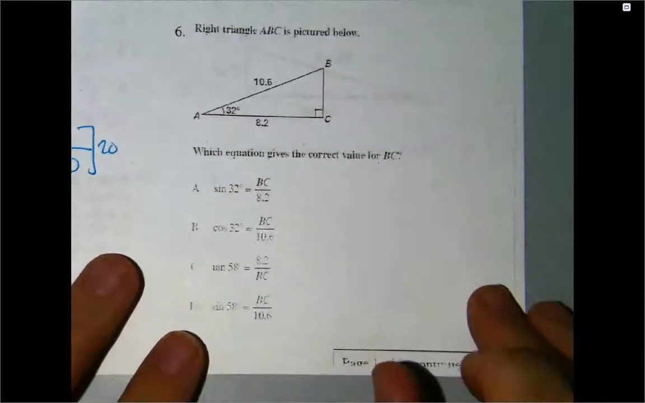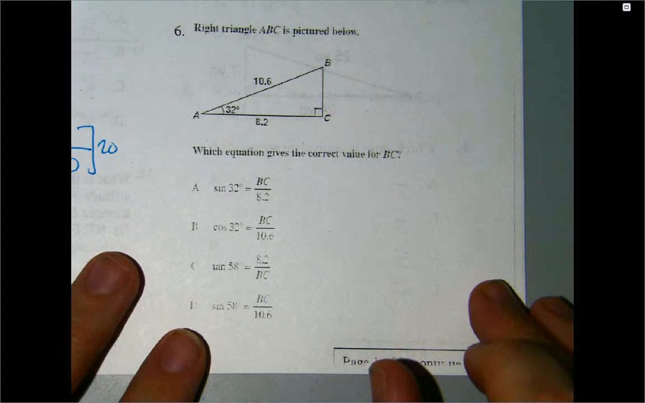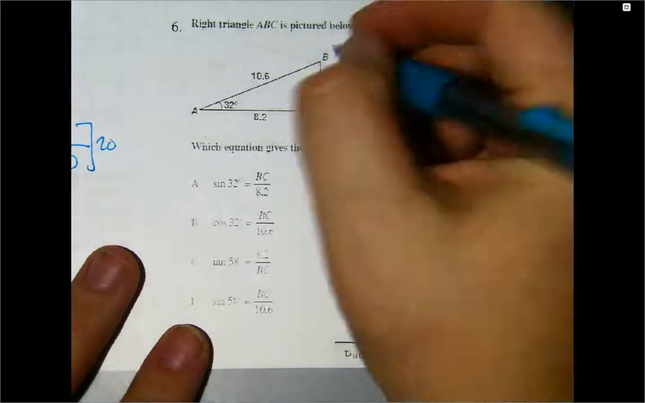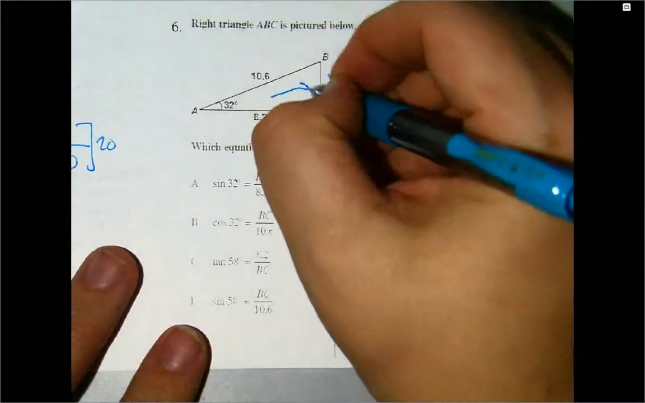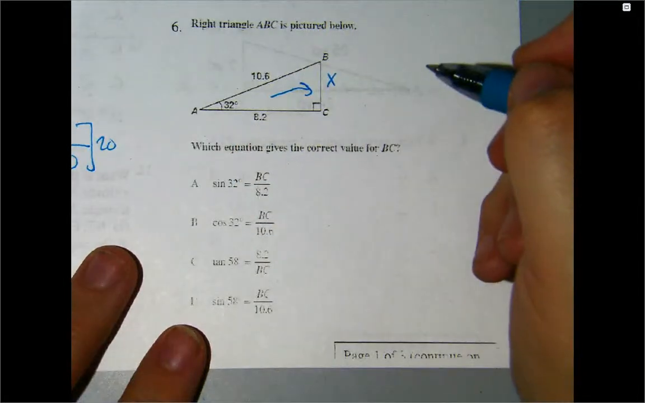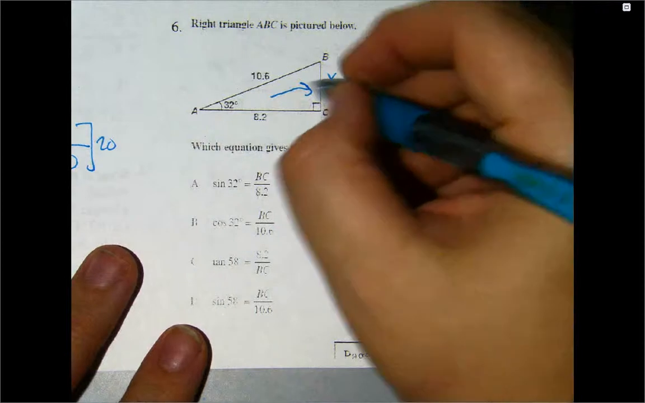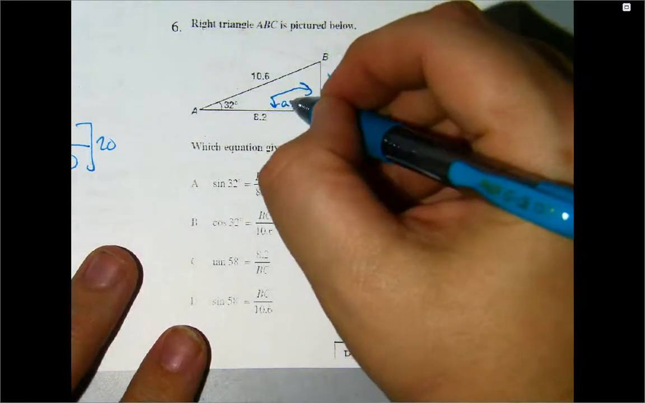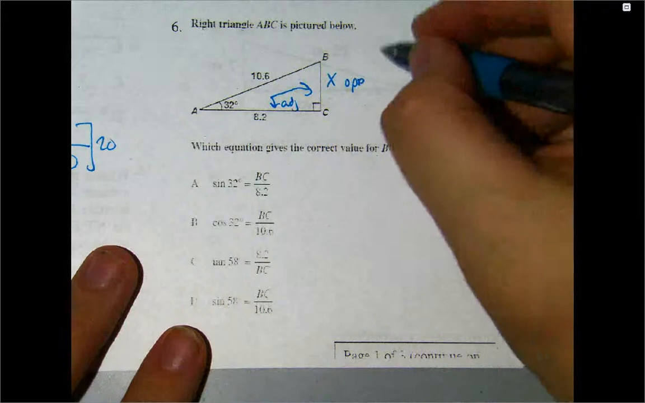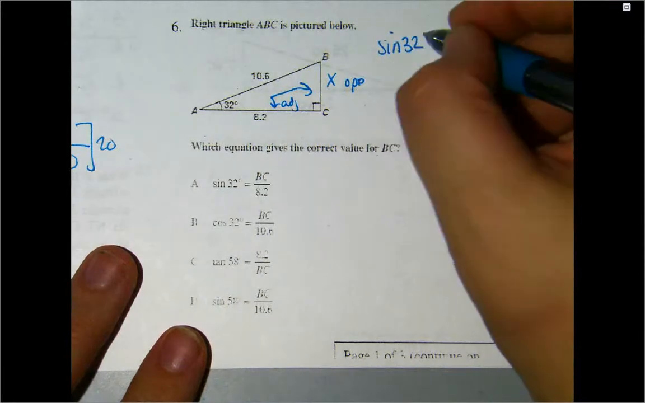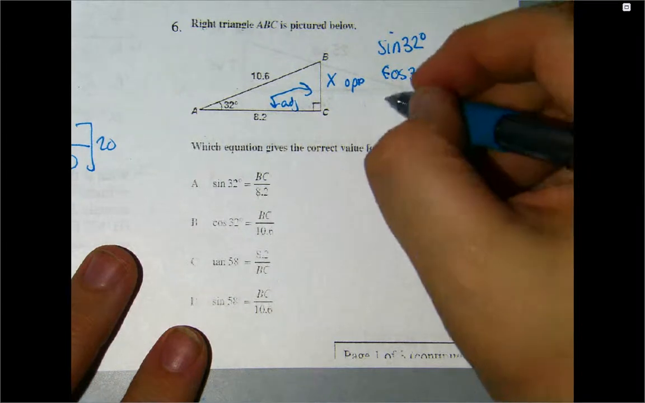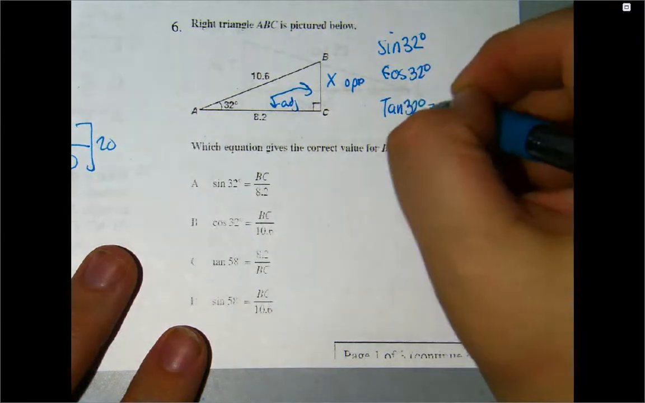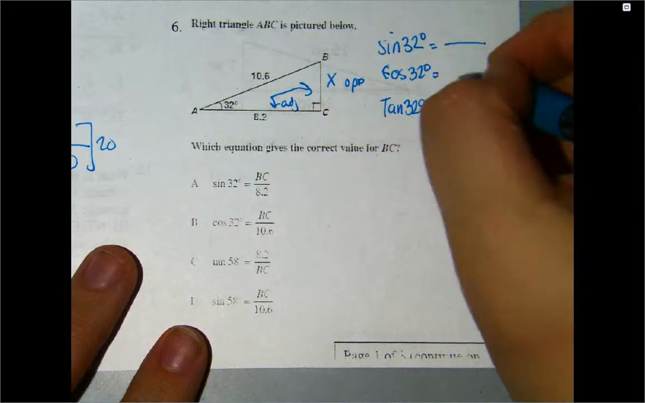All right. Write the equation that gives the correct value of BC. All right, calm down. Now, is this opposite, adjacent, or... Yeah, it's opposite. There's adjacent. So, set up, in this case, set up all three of them. Just set them up really quick.